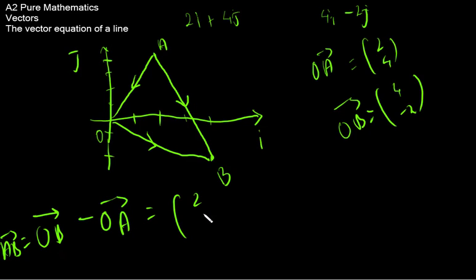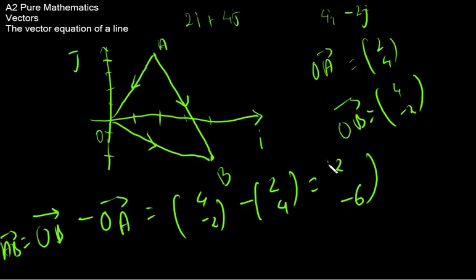This is 4, minus 2, minus 2, 4. This gets us 2, minus 6. Sorry, not over minus 6, 2, minus 6. So this is the vector of the line from A to B. Going from A to B, this is equal to 2, minus 6.